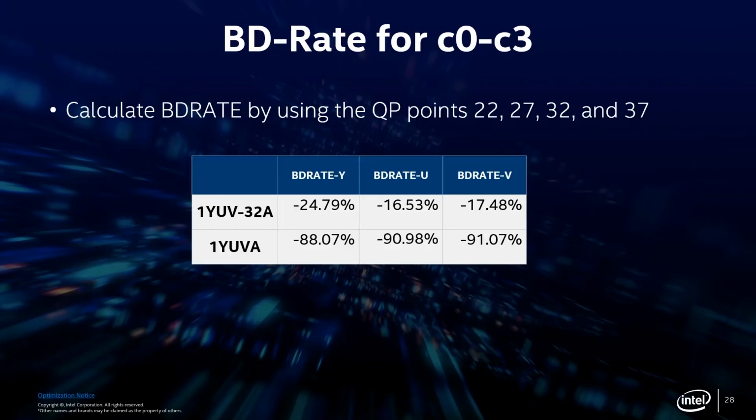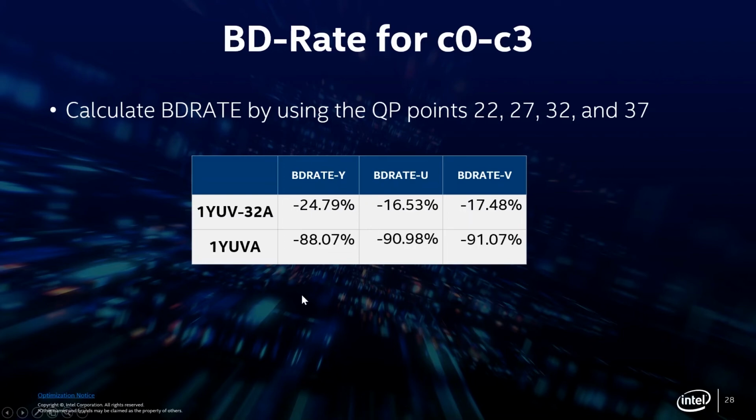Now, we also calculate the BD rate for the Y, U, and V channels here for the 1YUV32 alpha and the 1YUVA format. And basically this shows us that the 1YUV32A format results in approximately 25% lower bit rate for the same quality than the 32 YUV. And then if we go to the 1YUVA format, we see a whopping 88% lower bit rate required.